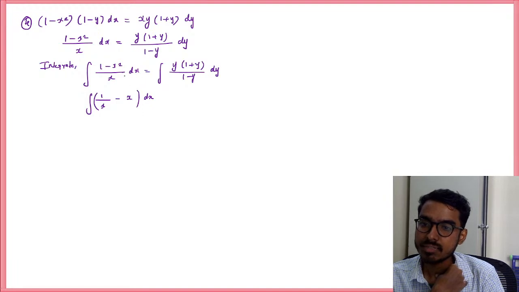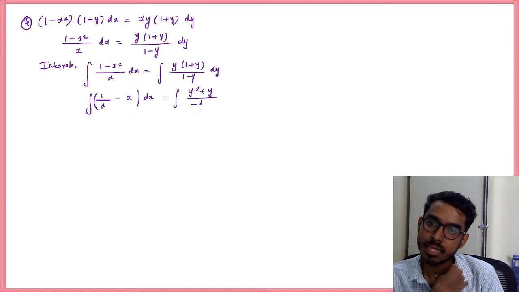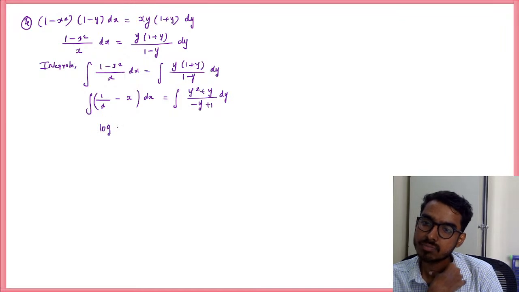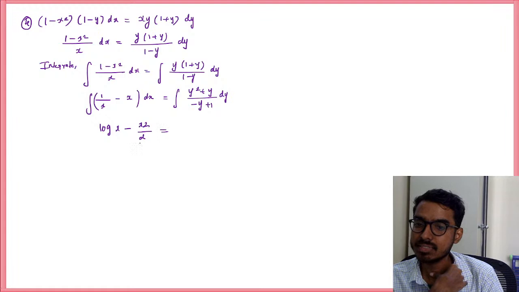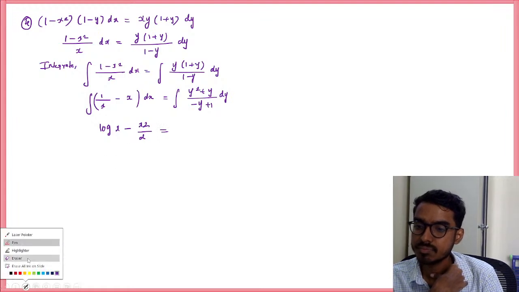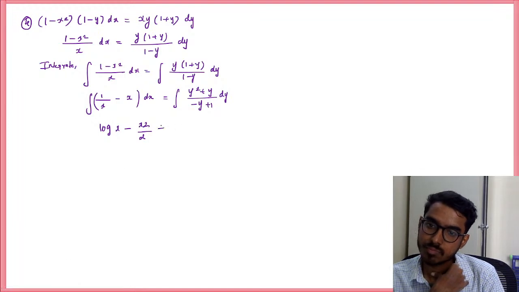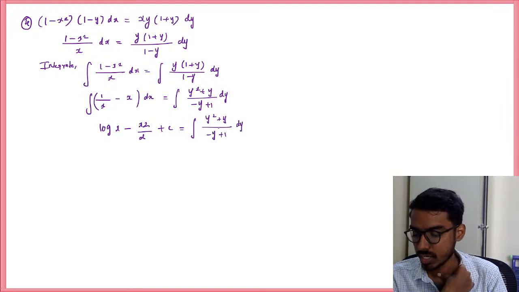So integration of 1 by x minus x dx is equal to integration of y square plus y divided by minus y plus 1 dy. This is log x minus x square by 2. Let us add some constant c. Integration of y square plus y divided by minus y plus 1 dy.